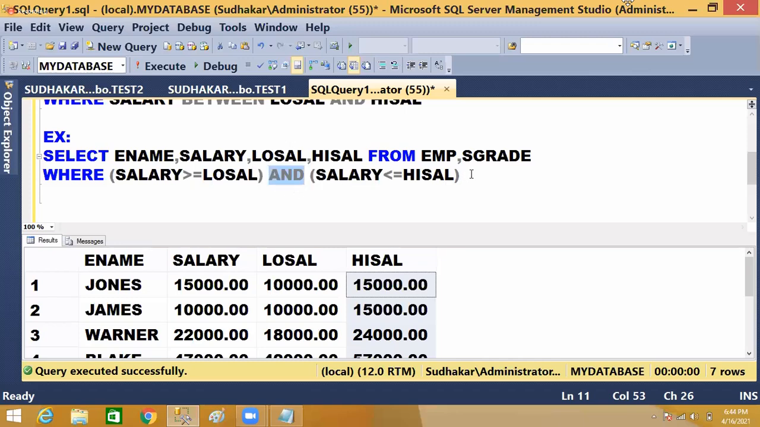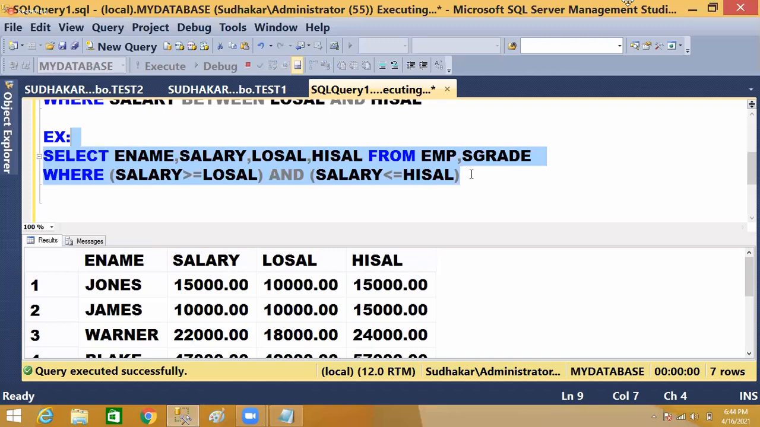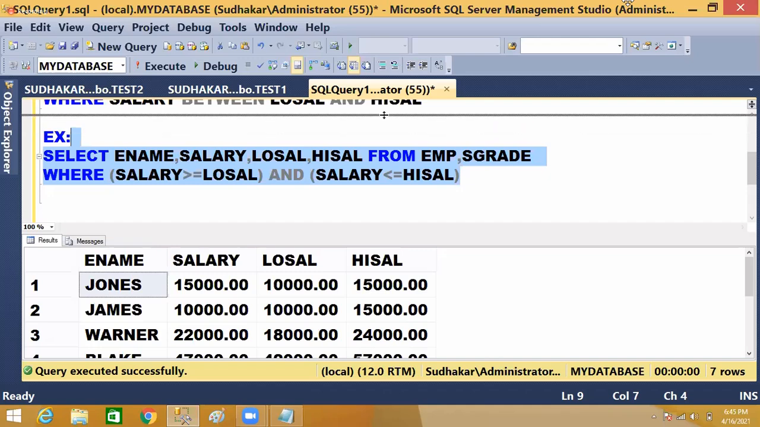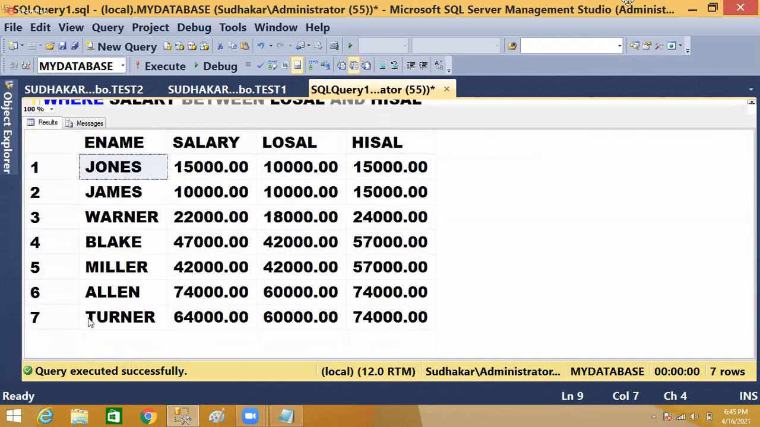Okay, now we can go to checkout here. The same output. See, once I executed it here, the output came by using the between operator. The same output came by using less than or equals to and greater than or equals to with the and operator. The total 7 people are satisfied here. Their salaries are in between low and high.